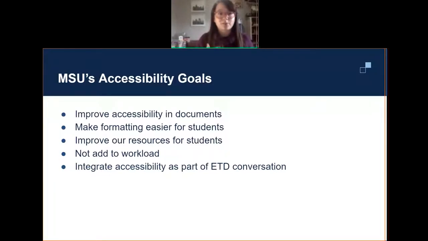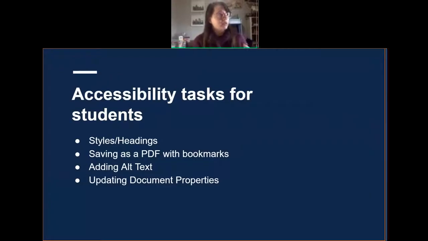I'm hoping it gives you some practical tips on what you can do in your own university to foster a more inclusive mindset and create resources that are more geared towards accessibility. The document accessibility I was looking to improve was making it easier for documents to be readable by screen readers and other assistive technologies. I was asked by the MSU library to look into this and to see how we could include accessibility as part of the formatting for our ETDs.